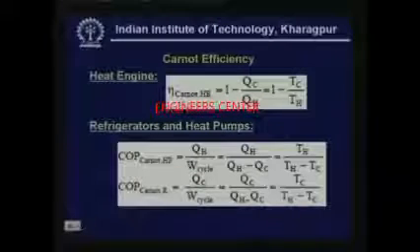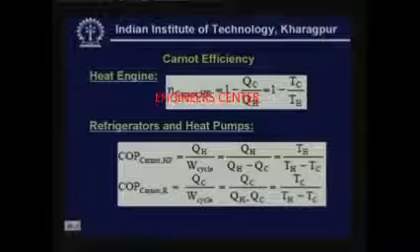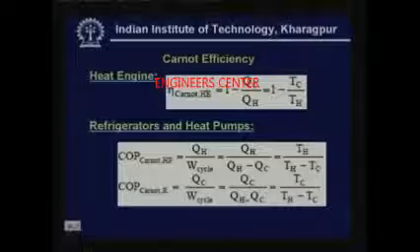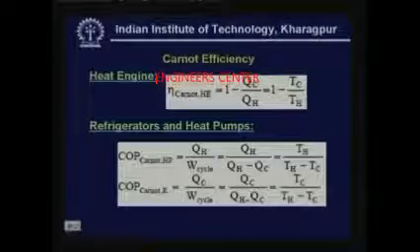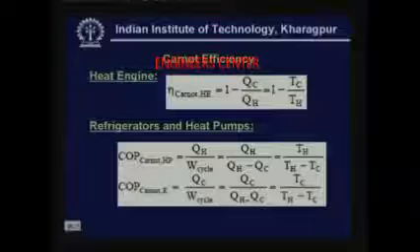Now, the COP of a Carnot heat pump, that means the COP of a reversible heat pump operating between two temperatures TH and TC, is given by TH divided by TH minus TC. And the COP of a Carnot refrigerator is given by TC divided by TH minus TC. And again, these are derived by applying both the first law as well as the second law of thermodynamics.